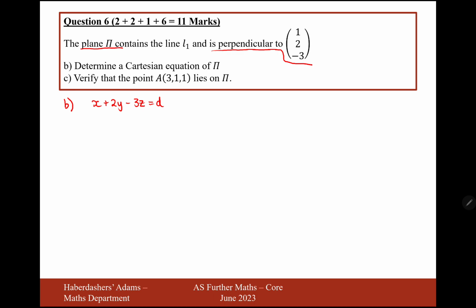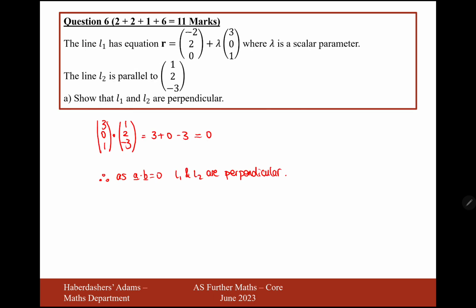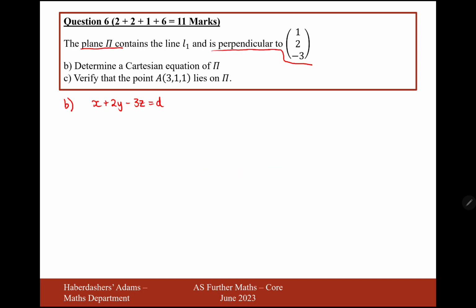We just need to know a coordinate this plane goes through, and then we can work out the value of d. If we go back, we can see that the plane containing L1 will go through (-2, 2, 0). So we substitute in -2, 2, 0, and we get -2 add 2 times 2, minus 3 times 0 equals d, so therefore d is 2. So therefore the Cartesian equation of the plane is x plus 2y minus 3z equals 2.